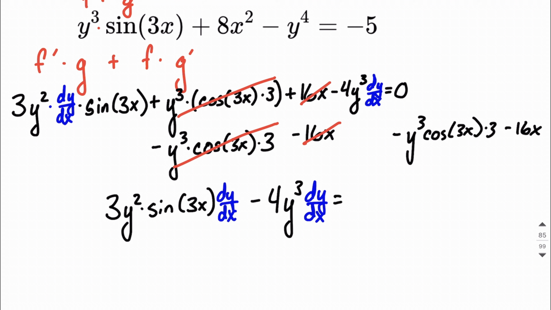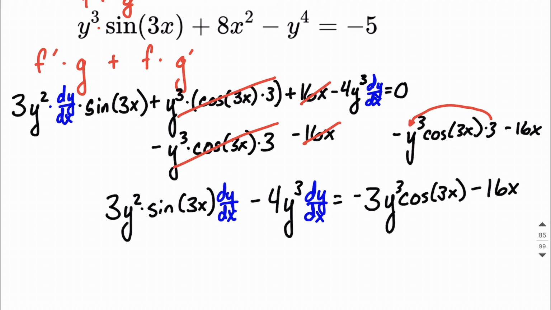On the right-hand side, a lot of times we'll write this as negative, move the 3 out, y cubed cosine of 3x, minus 16x. All right, hopefully that makes sense. All I did there was I moved this out in front, and we had 0 minus each one of those terms, so that's why the 0 kind of went away.